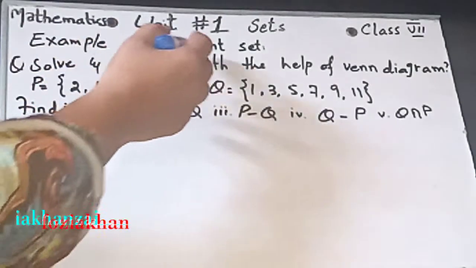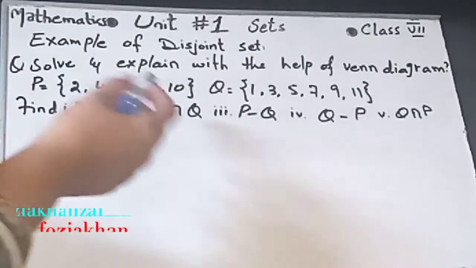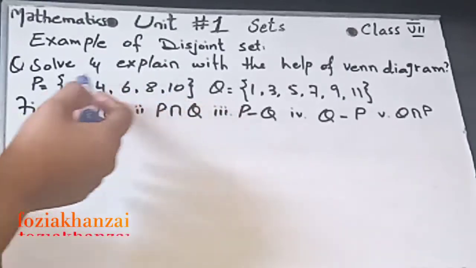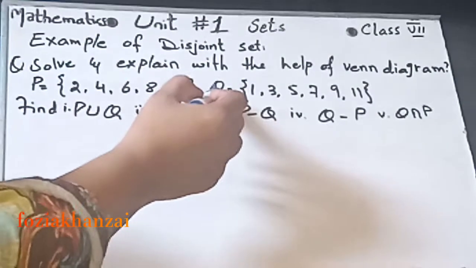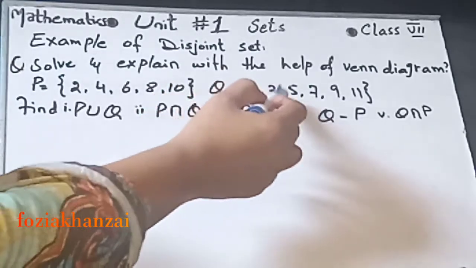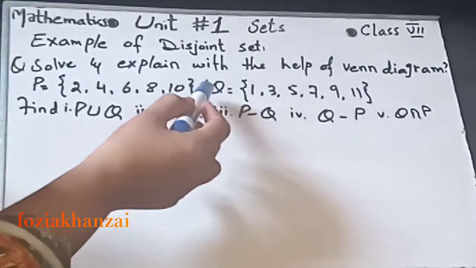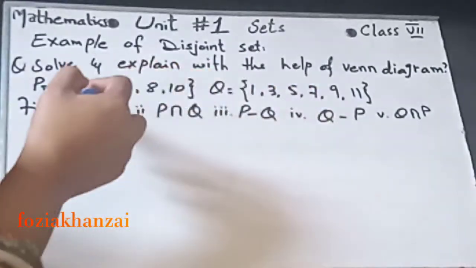Example of disjoint sets. You know that disjoint sets have no common element between them. Set P: 2, 4, 6, 8, 10. These elements belong to set P. Set Q: 1, 3, 5, 7, 9, 11. These elements belong to set Q. Now these are our two sets.